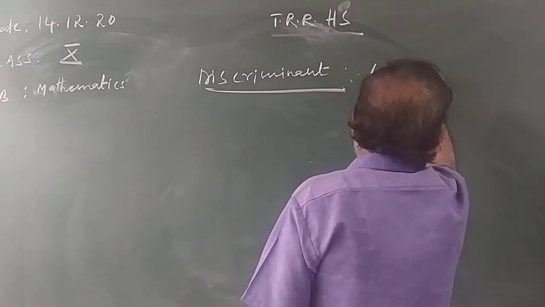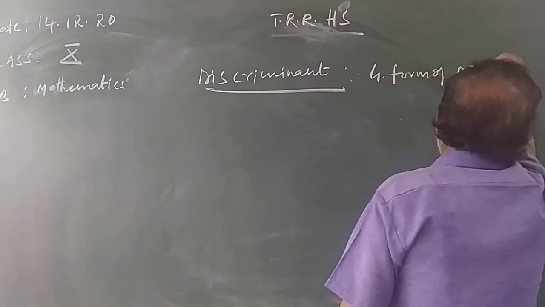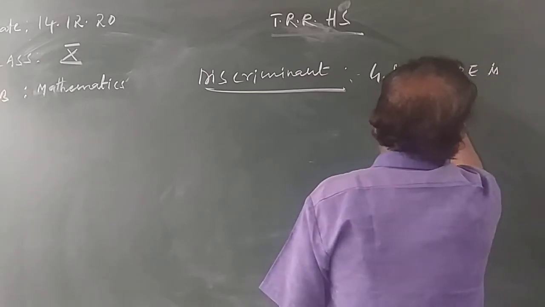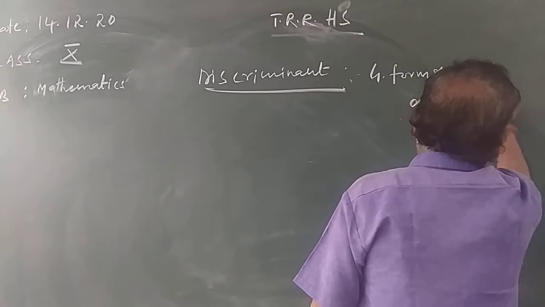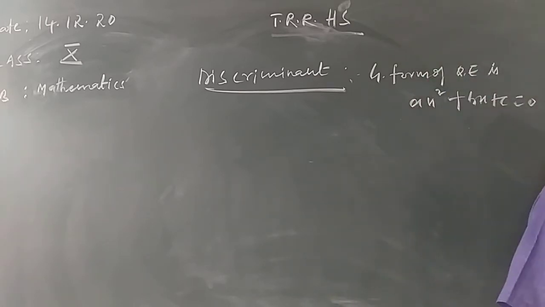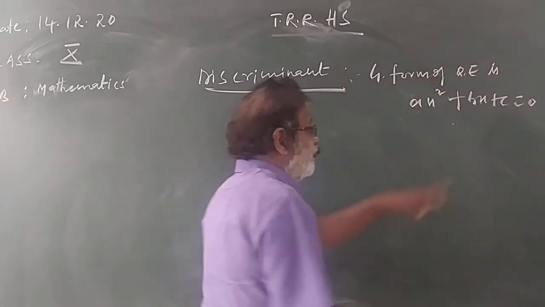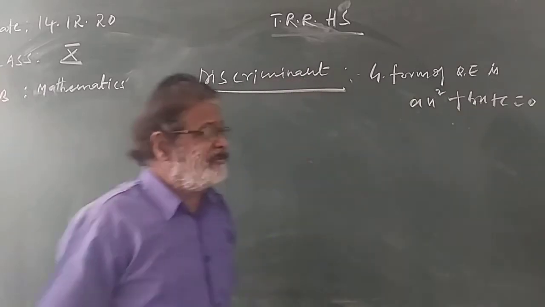The general form of quadratic equation is ax square plus bx plus c equal to 0, where a is not equal to 0.